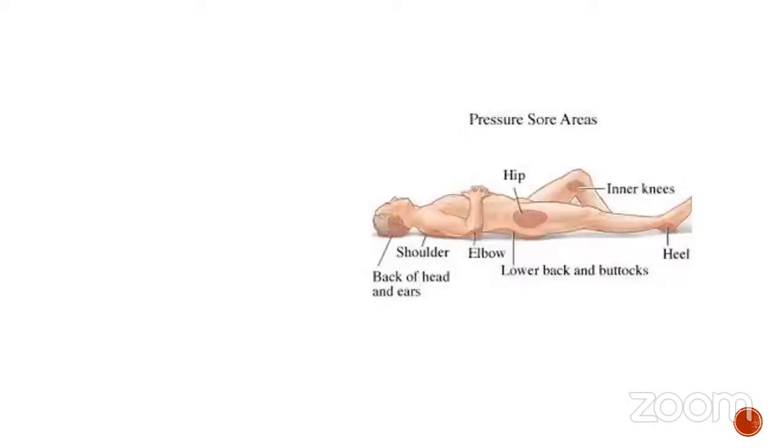From an exam point of view, one important question they ask is the areas where decubitus ulcer usually happens. So just keep this image in mind, and we can see here the areas are back of the head and ears, shoulder, elbow, lower back and buttocks, heel, inner knee, hip. These are the most common areas where a patient who is bedridden for a prolonged time is exposed to, or where the pressure is mostly exerted.